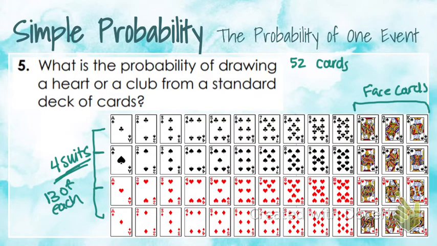So this is something that for the purpose of probability and potentially the ACT, you should try to become familiar with what is in a deck of cards. It's a really common thing to use in probability.